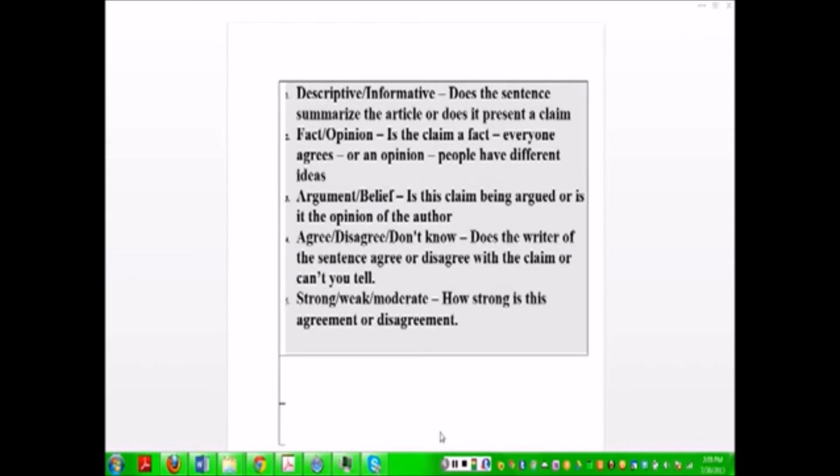And if it's an argument or a belief, you want to express your own sense about whether you agree, disagree, or you might be ambivalent about the claim. So you ask, does the writer of the sentence agree with the claim or disagree with the claim, or maybe you can't tell, or maybe you don't have a strong opinion yourself. And then whether your opinion is a strong opinion, a weaker opinion, or a moderate opinion.